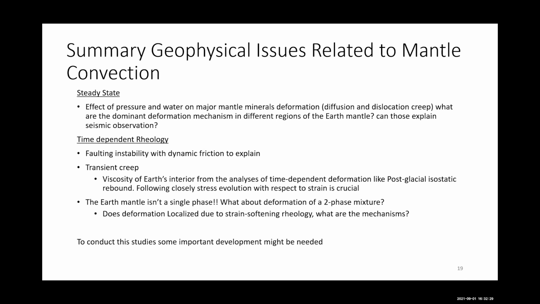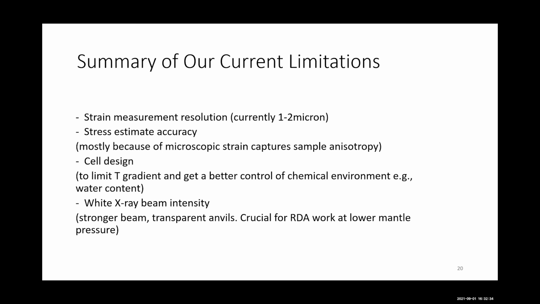To continue this study, some important developments might be needed. Here's a summary of the current limitations that I've talked about throughout my talk. One is strain measurement resolution. This is especially critical for transient creep studies. Another is stress estimate accuracy. This is mostly important when we're looking at rheological properties in the dislocation creep regime, because most of the samples that we're deforming are anisotropic.